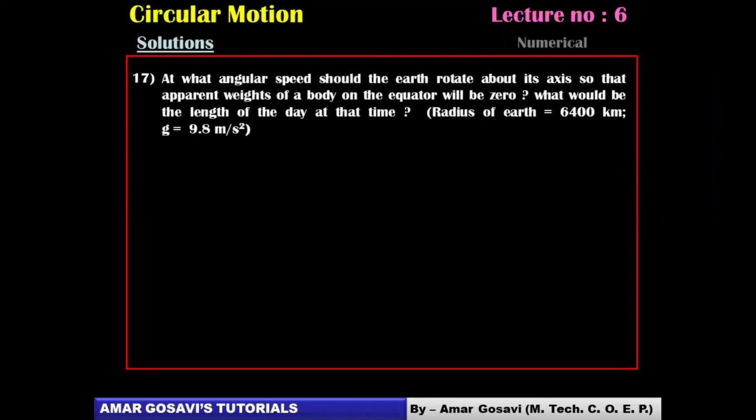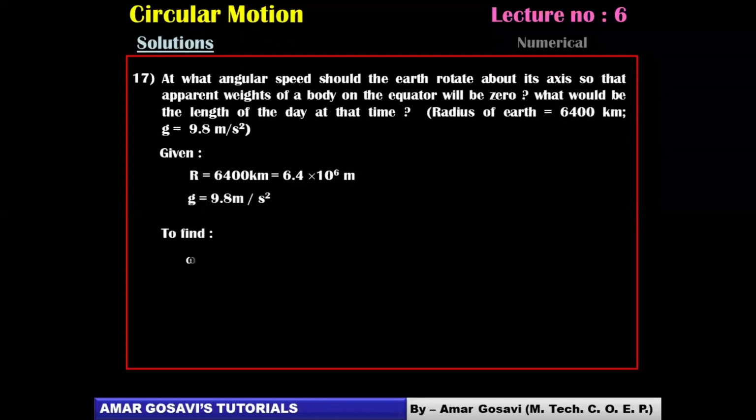So let's come back to this question, friends. Here we are talking about the angular speed with which the Earth should rotate so that the apparent weight of the body on the equator will become zero, and then the length of the day at that time. So when the radius is given, convert it into meter; they are expecting omega and T.